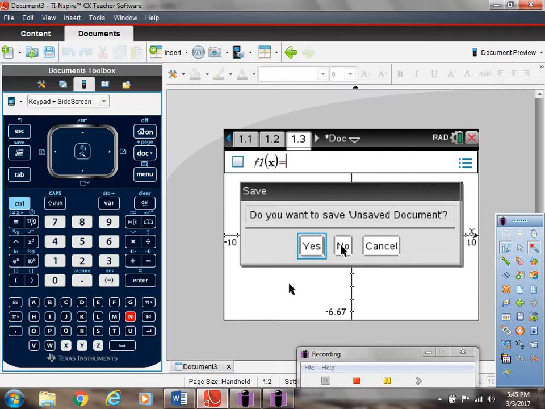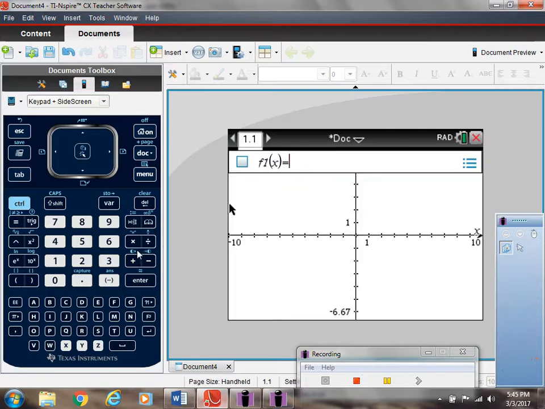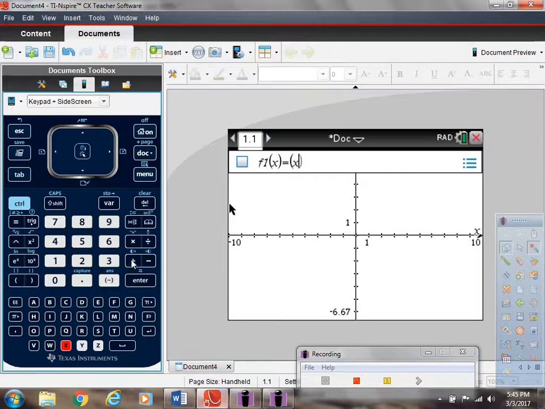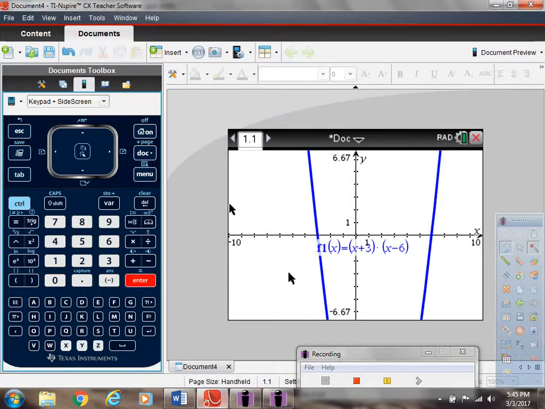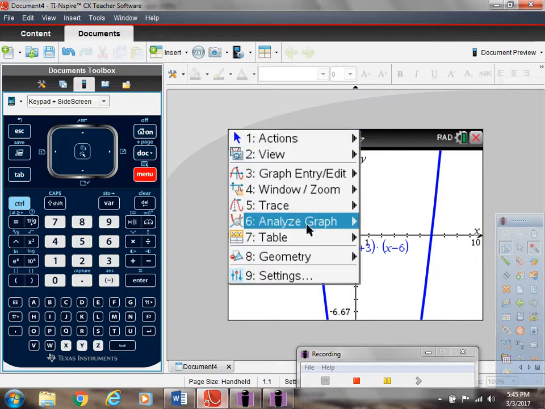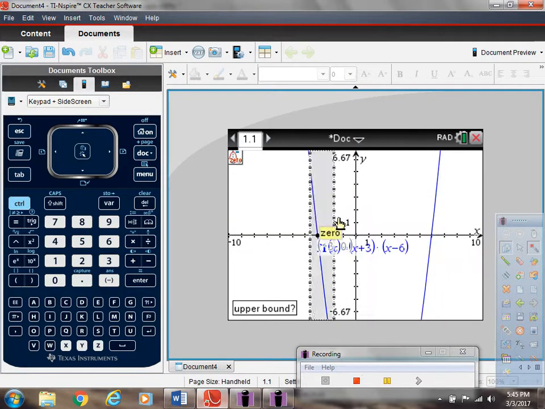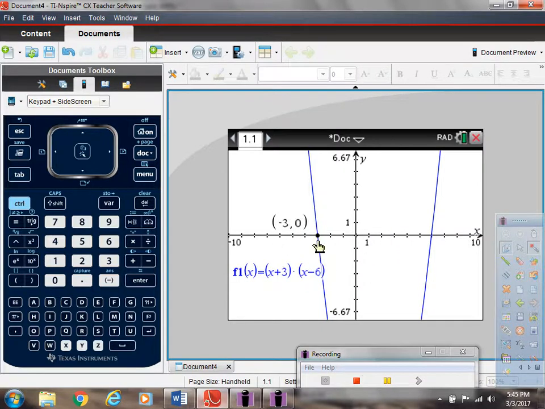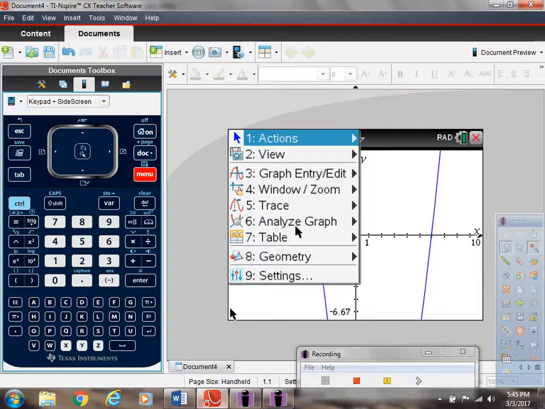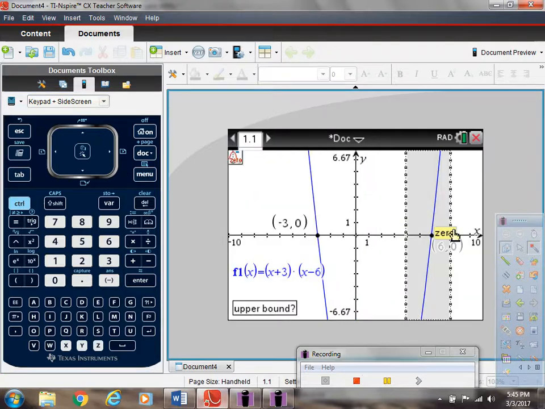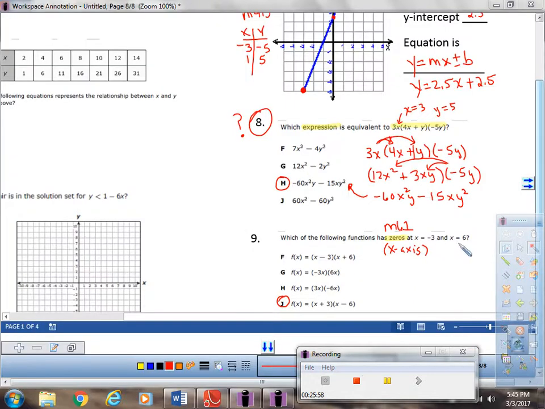Let me go ahead and clear out my calculator, though. So I'm going to go straight to the answer. The function would have been parentheses x plus 3, and then times x minus 6. So this is the one. If I do a menu 61, click and drag, I can see that one of my zeros is a -3. And if I do it again, menu 61, click and drag, there's my other 0. And those are the zeros we were looking for, a -3 and a +6.